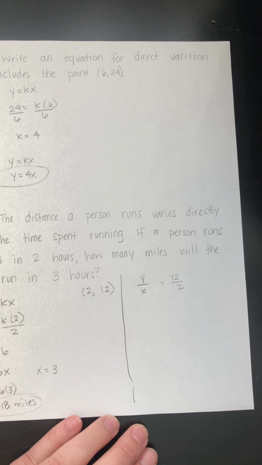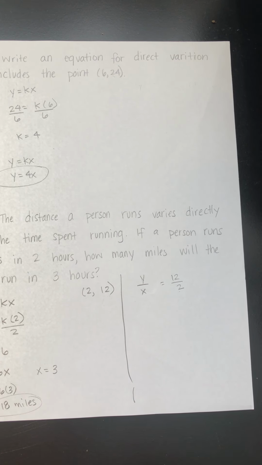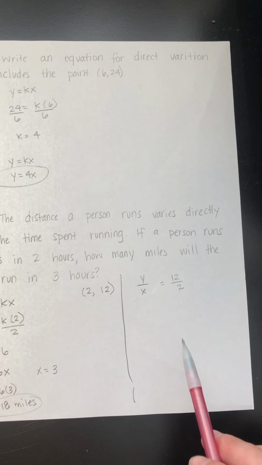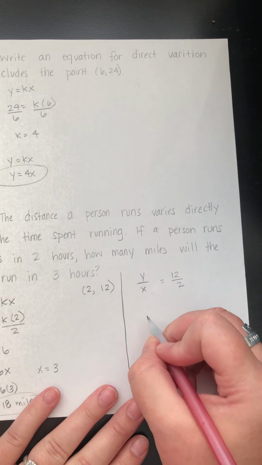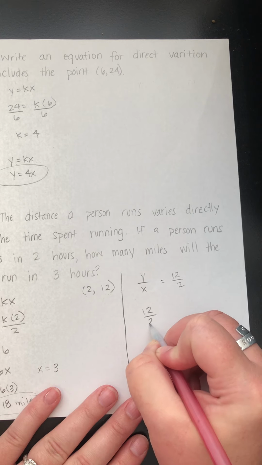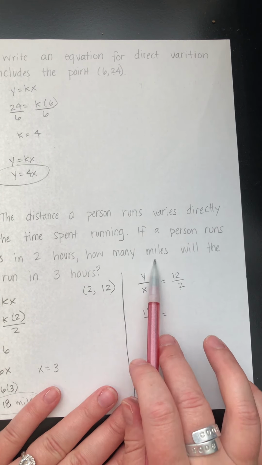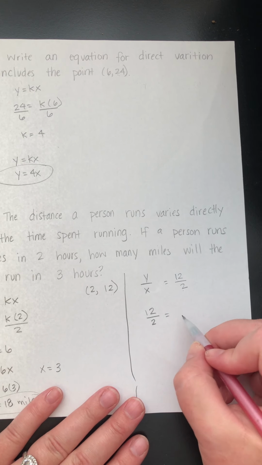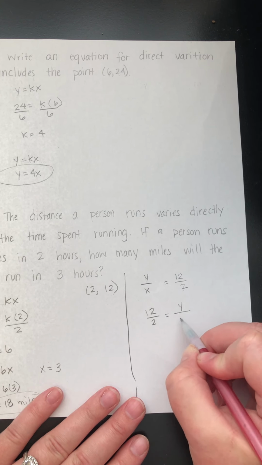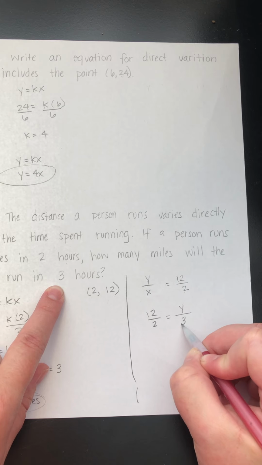If you want to solve and figure out how many miles the person's going to run in 3 hours, you use a proportion. So our first ratio is 12 over 2, and a proportion always has an equal sign. We need to find out how many miles they'll run in 3 hours. So it's y over x. We know that x is going to be 3 hours.